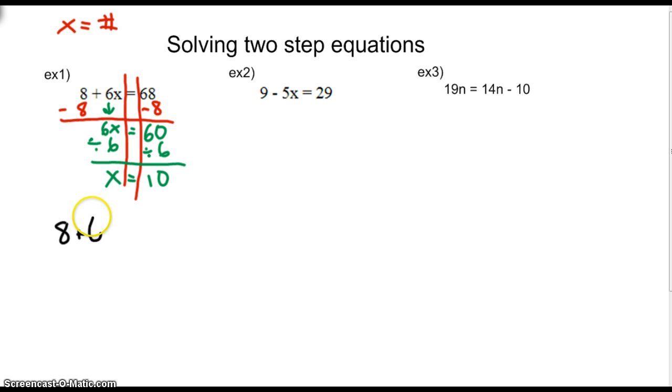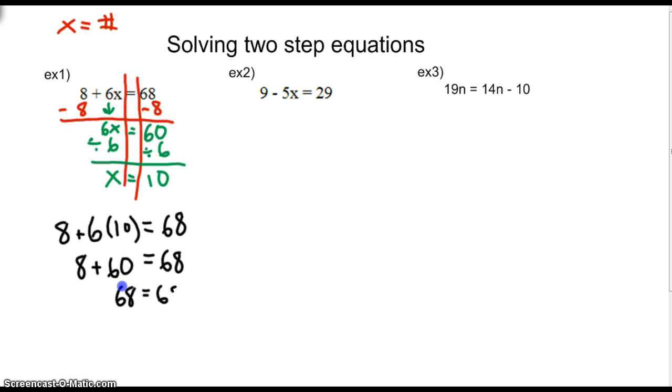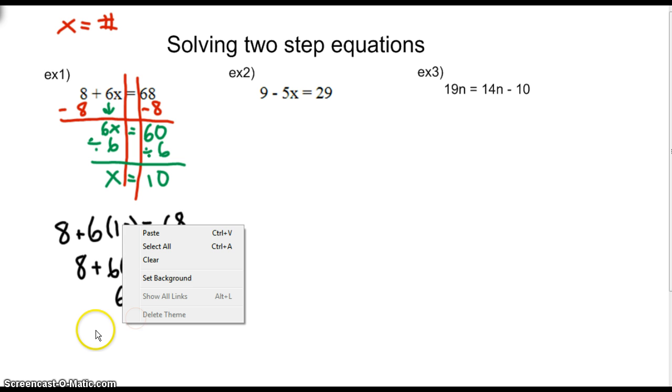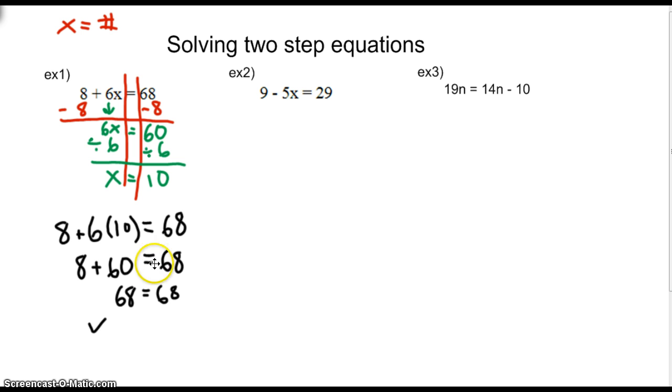Remember that 6 beside the x means times. So if we put that back where the x was, then we do order of operations, we do multiply first. So 8 plus 60. And does that equal 68? Yes, 68 does equal 68. So that is true. That is good. That answer works. So we're going to do the next two examples the same exact way.